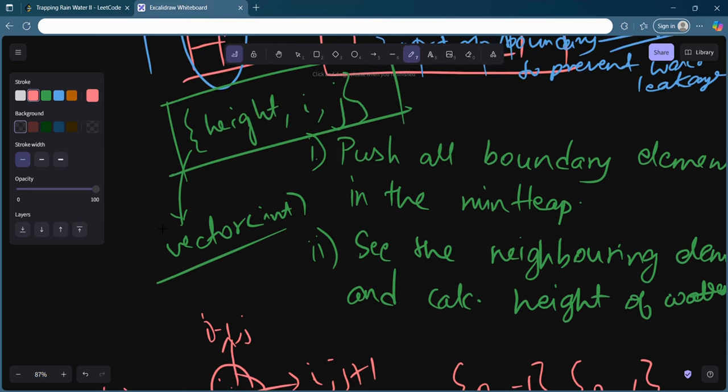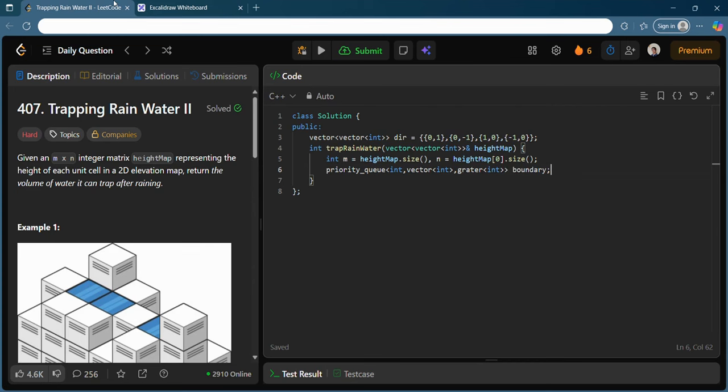Now what is the data type in my boundary? If you notice, my data type is itself a vector. So instead of this integer, I will write a vector. I hope this is clear to you. If you already know how to initialize a priority queue, this will be very clear to you. Otherwise you can just Google it. I'm not wasting much time in the initialization. I hope this was trivial at least. You should be able to understand this.